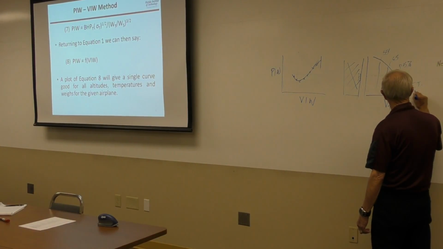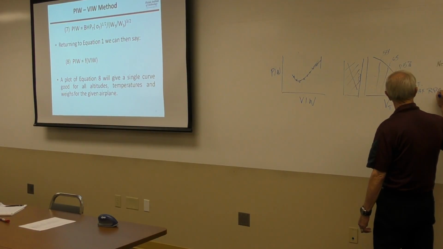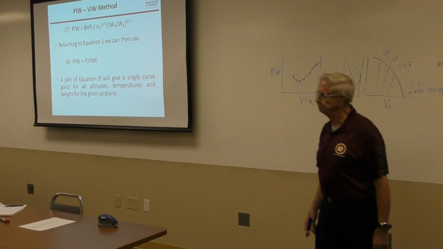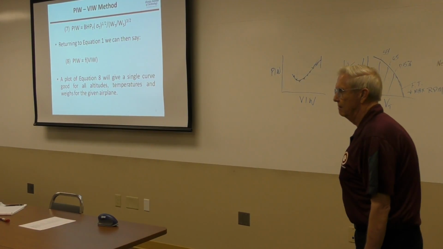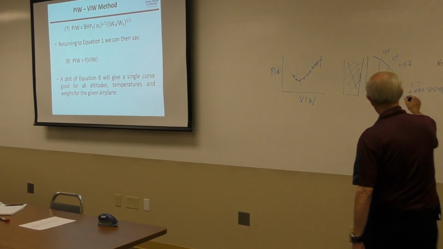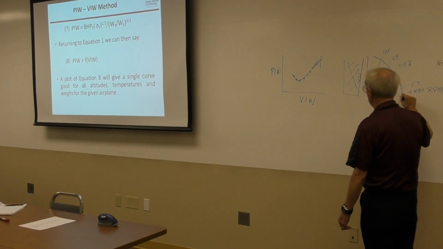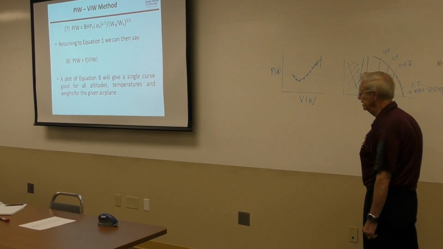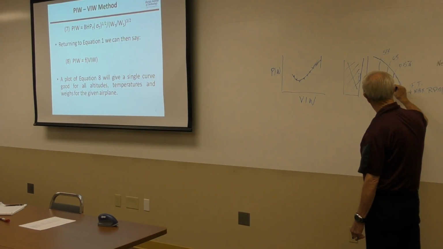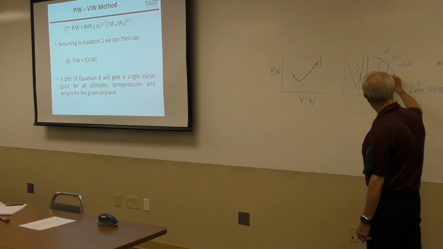and maximum RPM. Okay, so this is the best the airplane is going to do with everything forward in level flight, and this is what's going to happen at various power settings.